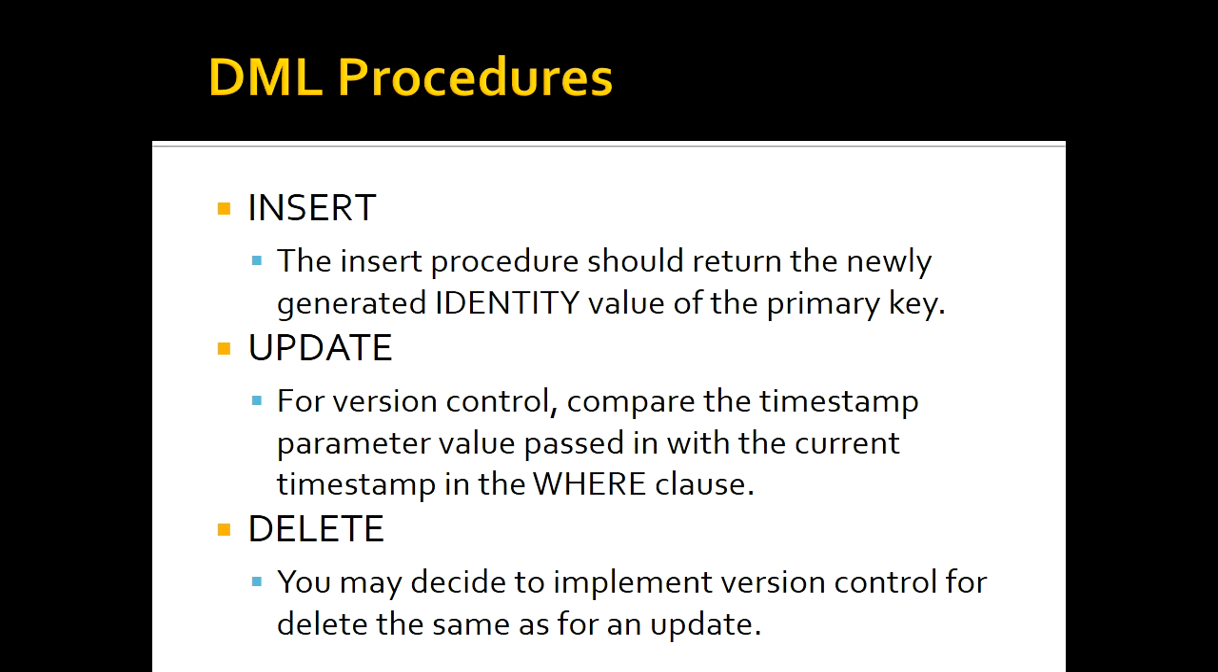Okay, the insert should return any newly generated ID values, whether it's a GUID or an identity, right? So that we can find out right away what the system gave it as an identifier. Update for version control should compare the timestamp. And also, of course, the where clause should include the identifier for the one and only record that we're updating, right? Delete, okay, if you're going to use version control there as well, which is a design decision, then you have to pass the timestamp so you can do that comparison.